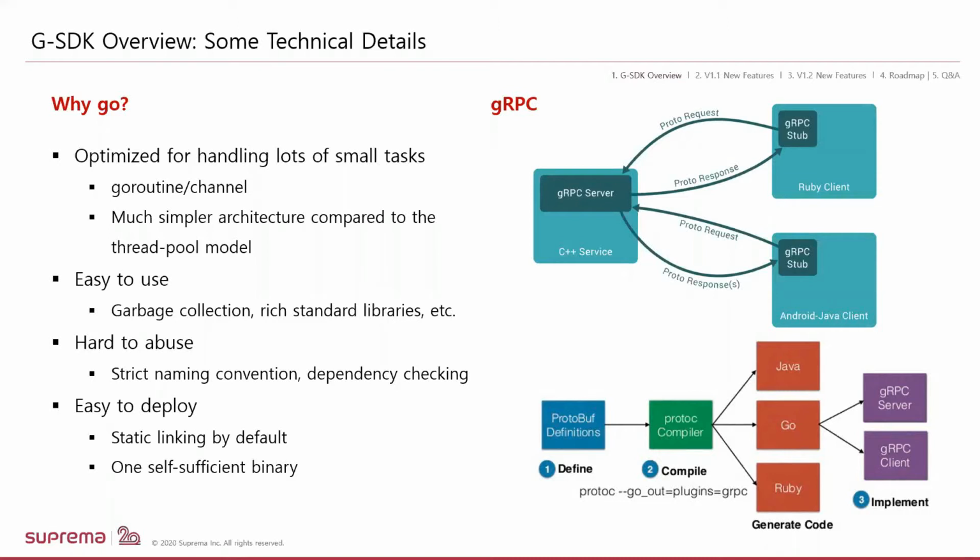In the case of Go, it just statically links all the libraries it depends on. So the end result is just one binary. Installing GSK is very simple. Just copy the binary into your working folder. That's all. So that is why we chose Go as our programming language.